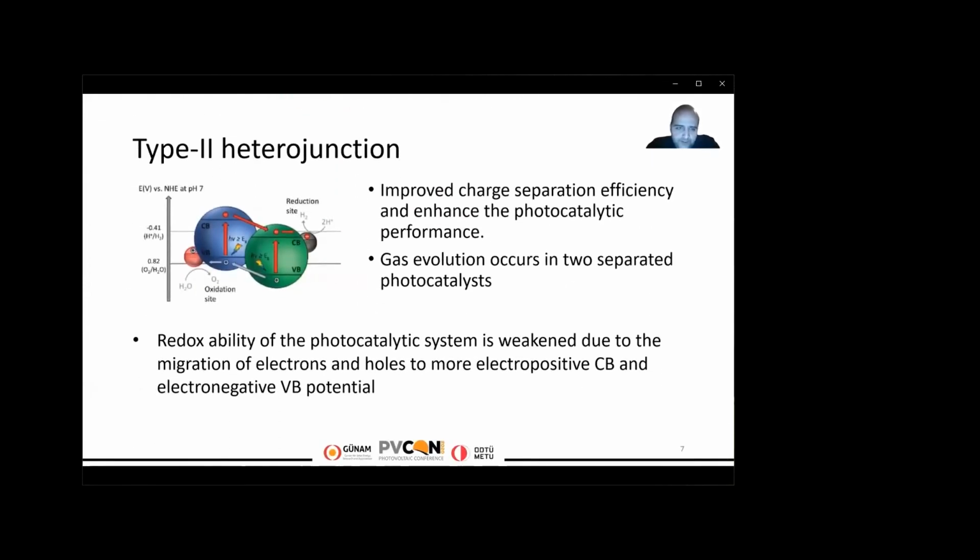So type 2 heterojunction is mostly used for water splitting to improve charge separation efficiency and enhance the photocatalytic performance. So the gas evolution occurs in two separated photosystems, but the redox ability of the photocatalytic system is weakened due to the migration of electrons and holes to the more electropositive conduction band and electronegative valence band.